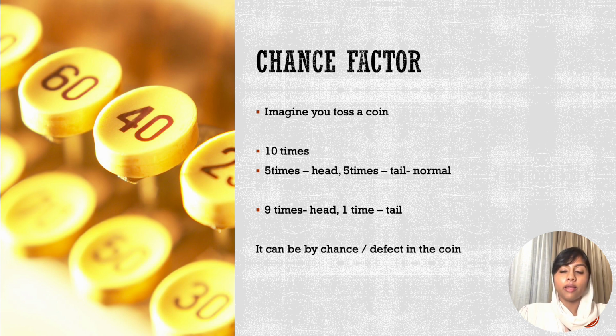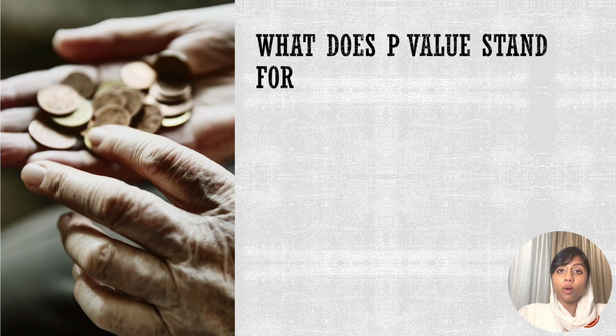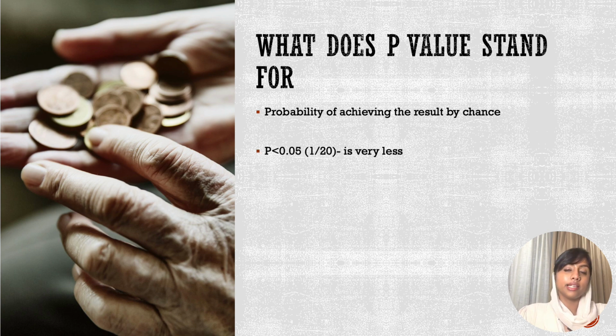The p-value just indicates the probability that a particular result is due to chance. For example, imagine that you got 9 times head and 1 time tail, and the p-value was less than 0.05. This indicates that the probability of you getting head 9 times due to chance is less than 1 in 20, which means the probability of the head turning up due to chance is very low, which means it can be due to some structural problem with the coin. So that's what we are interpreting with the p-value.